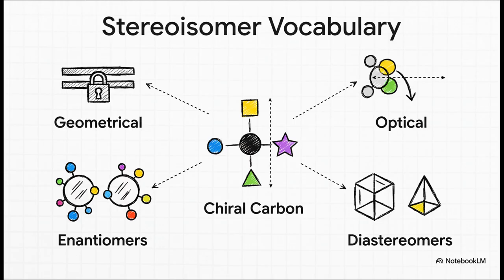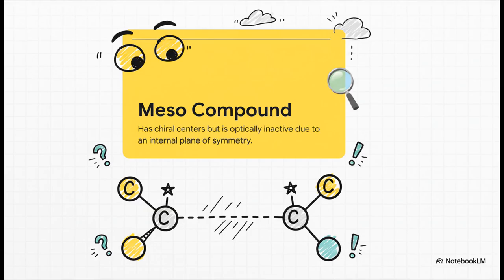Diastereomers? Well, they're like non-identical siblings. They're stereoisomers, but they are not mirror images of each other. And this is a classic exam trap, the meso compound. Look at it. It has chiral centers, so your brain immediately wants to say it must be optically active. But nope, it's not. And why? Because it has an internal plane of symmetry. It's like there's a mirror inside the molecule itself, and that symmetry cancels out all the optical activity. It's a trick question in molecular form.